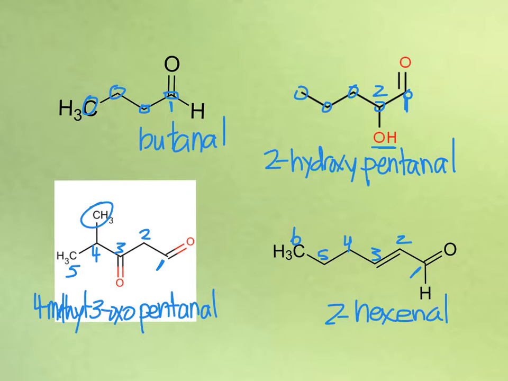So again, we're just looking at the longest continuous chain, putting the carbonyl group at position 1, and then just naming it using the regular scheme that we have. You can have single bonds, double bonds, triple bonds. I didn't show any of those, but you could have them. And we also can have our OH groups as a hydroxy, like up here, or we can have additional carbonyls as an oxo group.